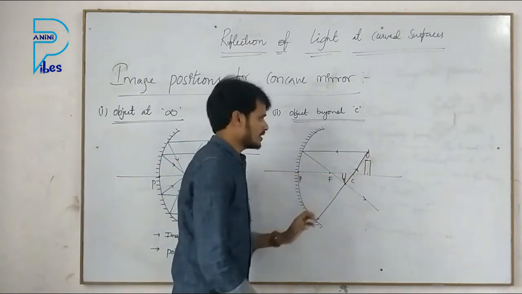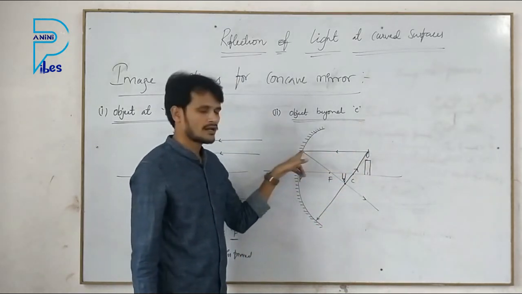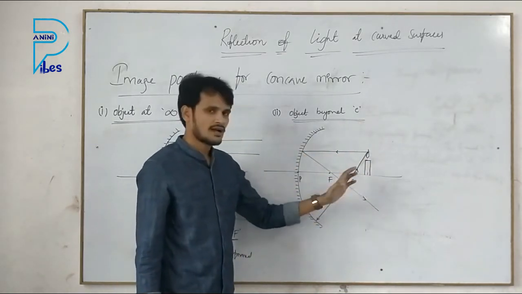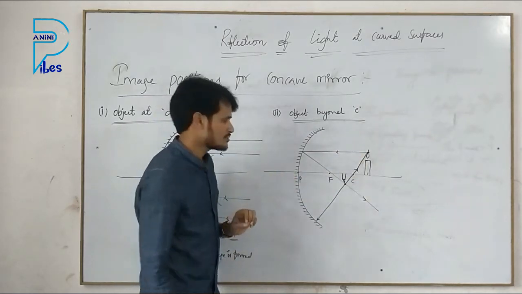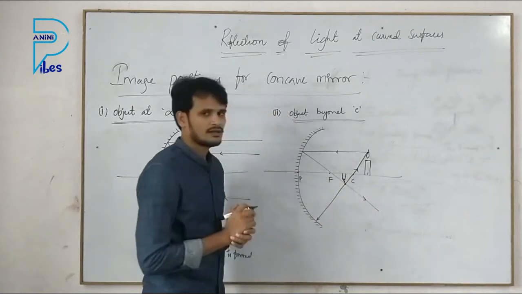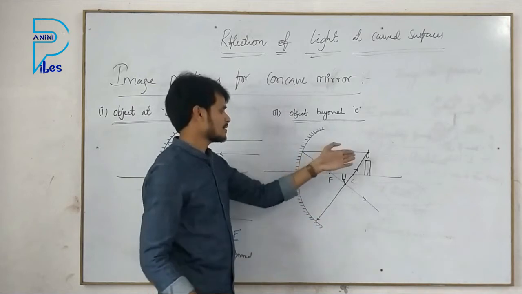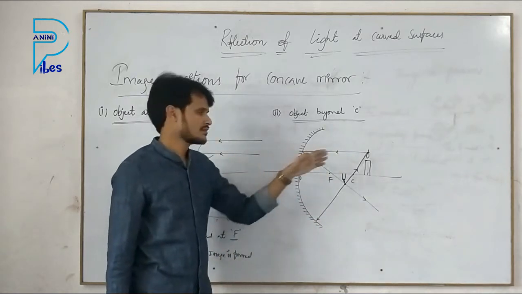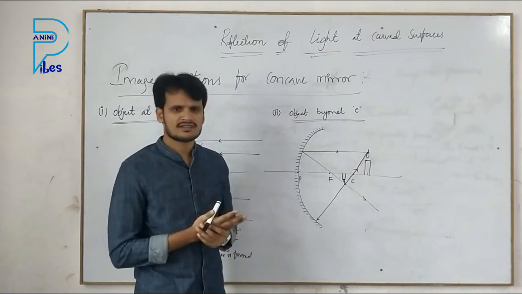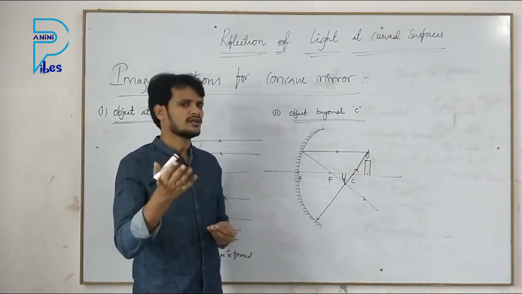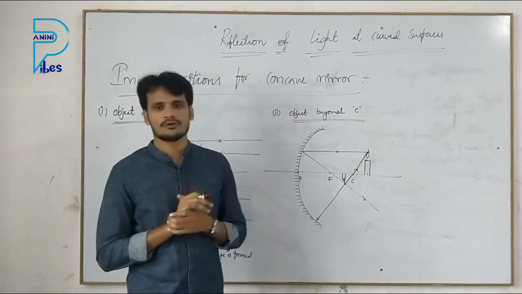So once again I am repeating here. If you are placing the object beyond C, one ray comes parallel to the principal axis and passes through the focus, and the second ray comes from the center of curvature and moves back through the center of curvature also. Where the intersection is done, that is our image point. We are taking only two rays, so why not the remaining rays? For example, a ray from the focus, or a ray from P. You can take any two of the 4 ray diagrams we have discussed to show the image position.